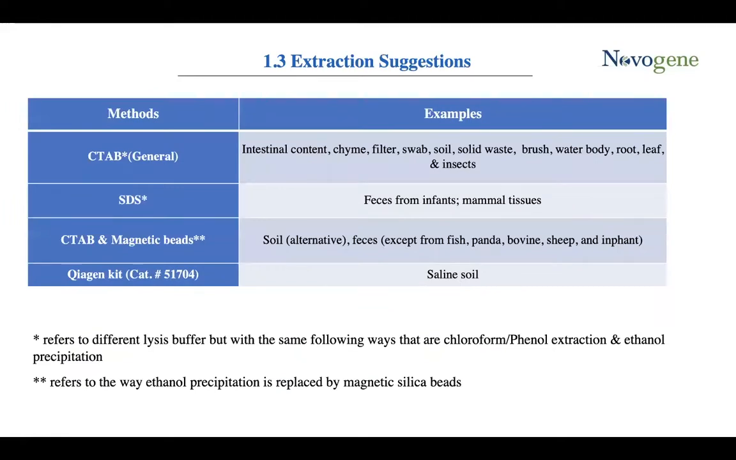For researchers who would do extractions on their own, we also have several kit and method recommendations. The first ones are the classic surfactant and ethanol precipitation approaches like CTAB and SDS. We could also replace the ethanol precipitation with magnetic silica beads. The last one, the kit with catalog number 51704 from Qiagen, is also a great option for extracting DNA from saline soil samples.